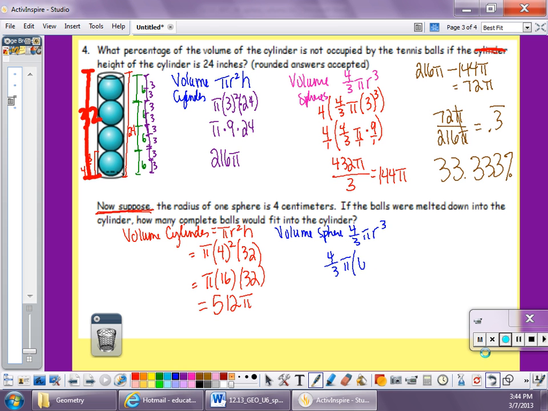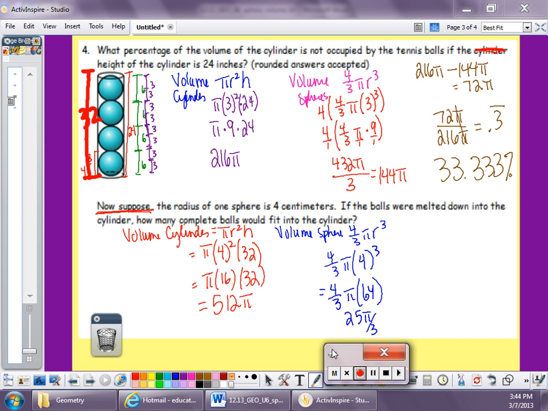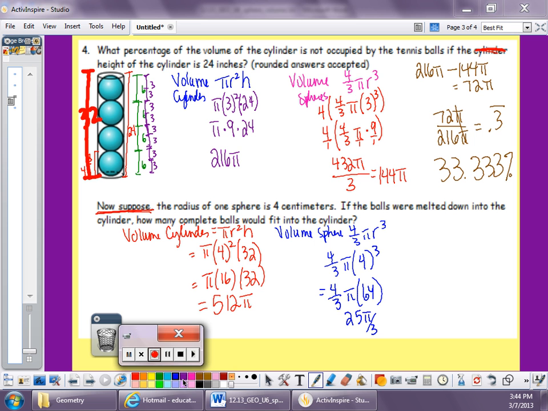Now go over to my sphere, and I have 4/3 pi. R is 4, cubed. So this gives me 4/3 pi times 64. And this gives me 4 times 64 is 256 pi over 3.